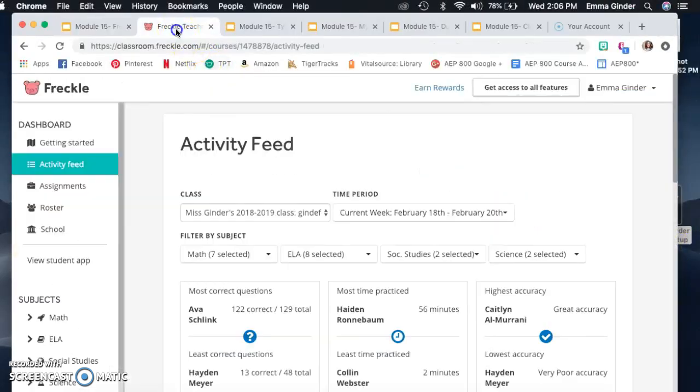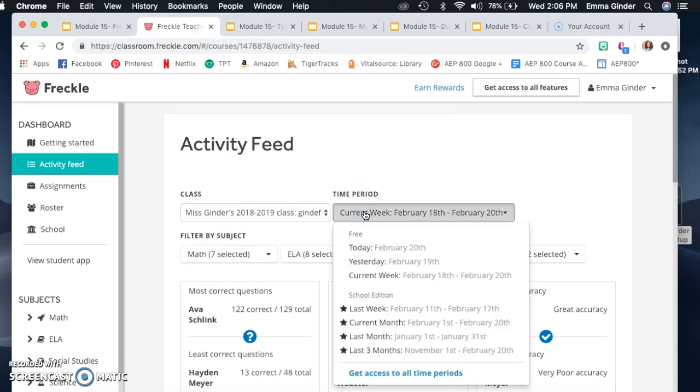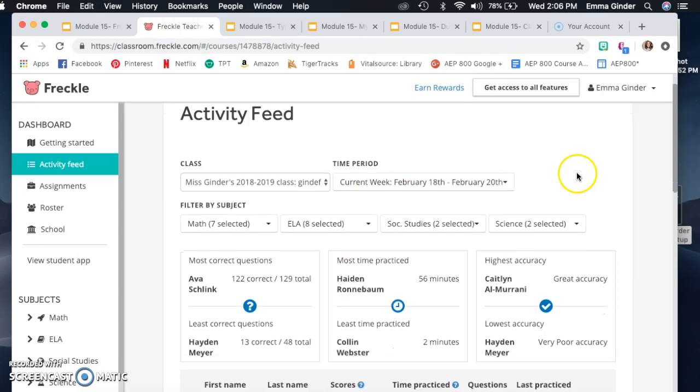Okay, so when you log into Freckle, it'll allow you to log in as a student or a teacher. I obviously logged in as a teacher, and it brings me to this activity feed page. Right here it shows me the class that I'm working with this current week. You can go back and look at other weeks or more specific days, and filter by subjects.